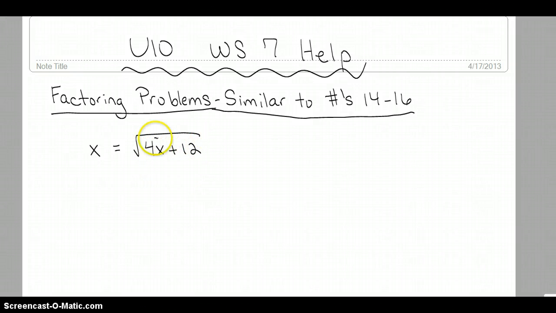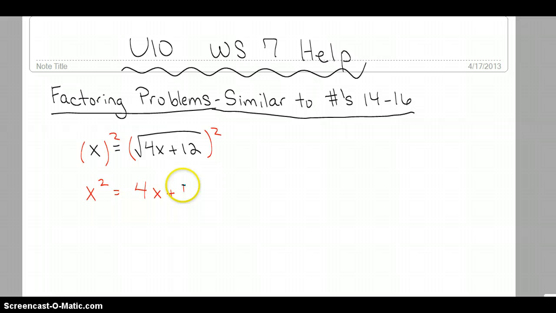What happens is you need to get rid of the square root. So what you're going to do is square the square root. And when you square the square root, you're going to square the other side as well, the x. After this point, you're going to end up with x squared equals, and squaring the right side gets rid of the square root, so you're left with just 4x plus 12.